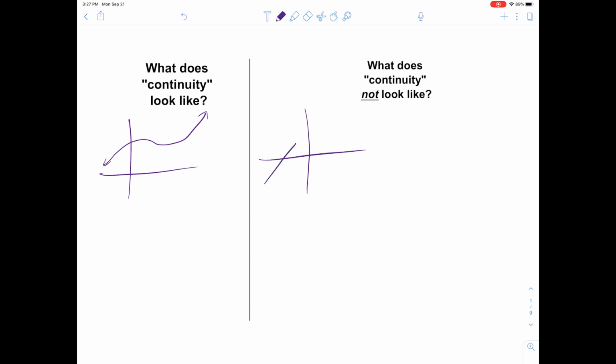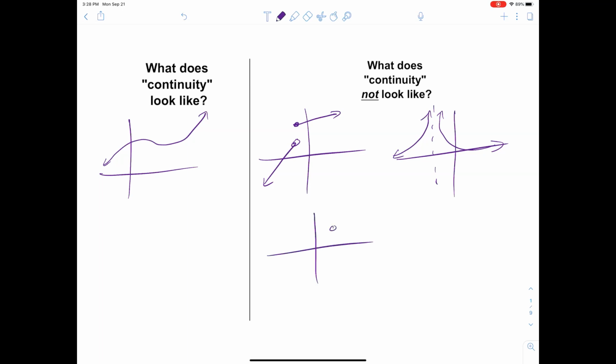We've had situations where we had a jump discontinuity like this. We've had a situation where we might approach some unbound behavior, so maybe something like that. There's a few situations where maybe there's a point that's been removed or displaced, so maybe something like that, or something maybe where the hole is still there, but the point has been relocated above or below it. And those are all great examples of what discontinuity looks like.